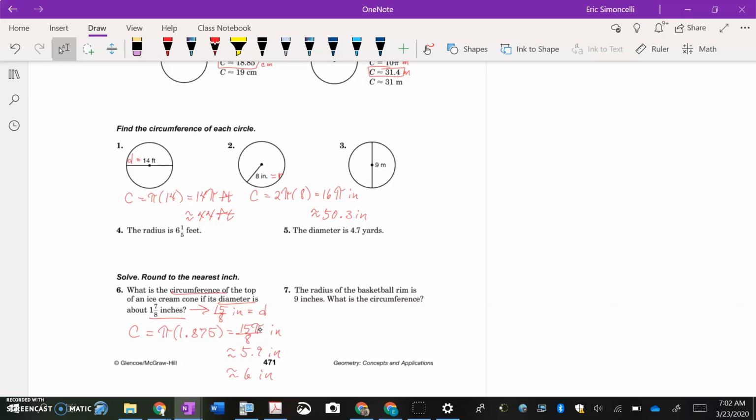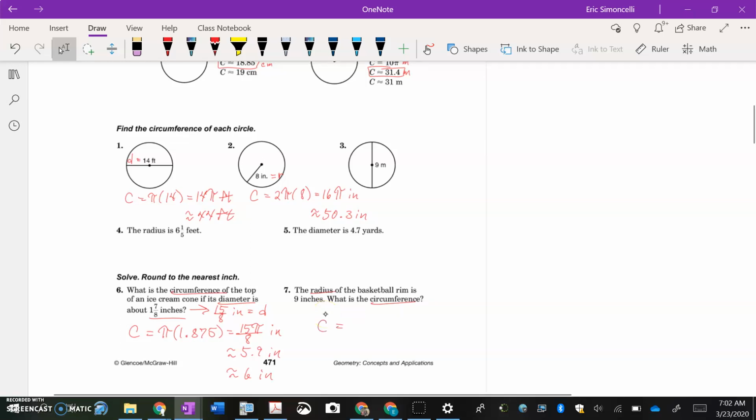Let's move on to number 7. The radius of the basketball rim is 9 inches. What is its circumference? So again, we've got radius, we've got circumference. A picture may not be necessary here. If you'd like to draw a picture at any time, I encourage that if it helps. Certainly in other problems we've done in the past, it's necessary. In this case, like number 6, I don't think it's necessary.